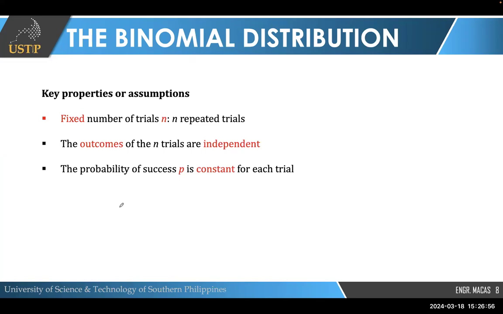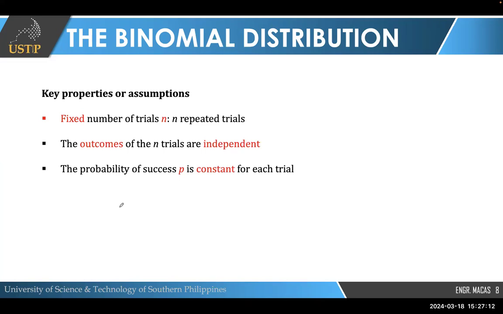And then the third assumption is that the probability of success, p, is constant for each trial, meaning the probability of a certain outcome in your first trial will not change in your second trial. Okay? The simplest example of this is flipping a coin.